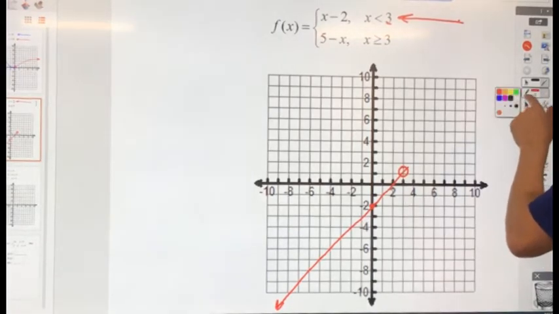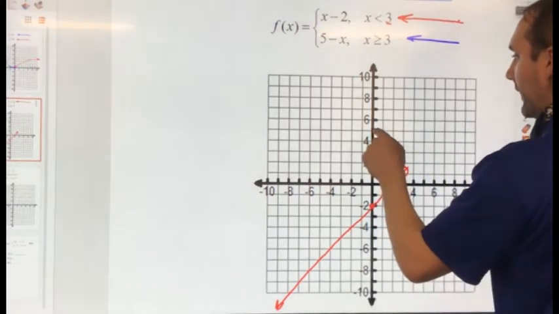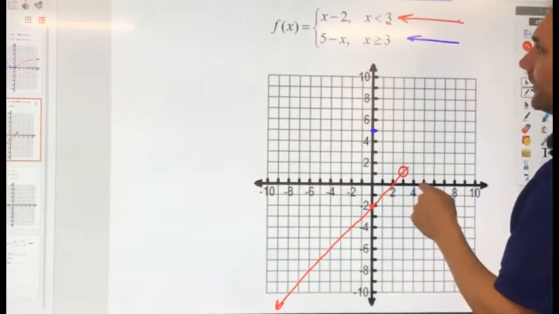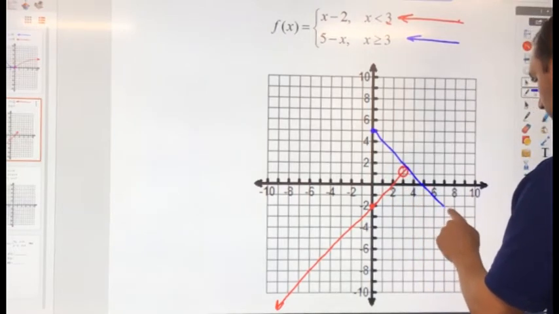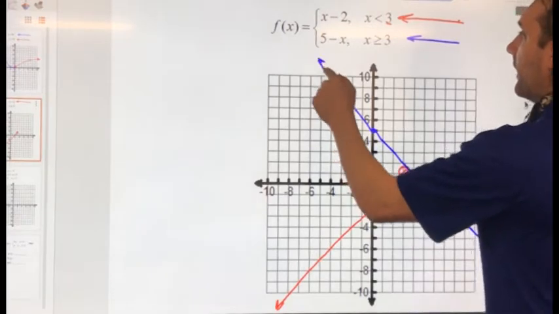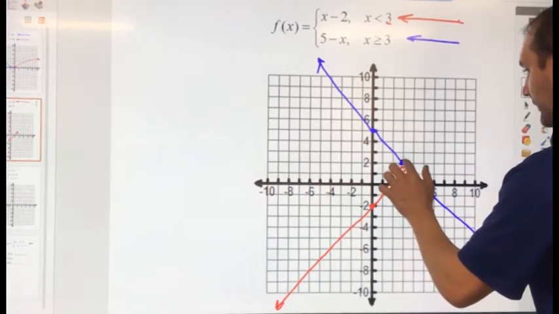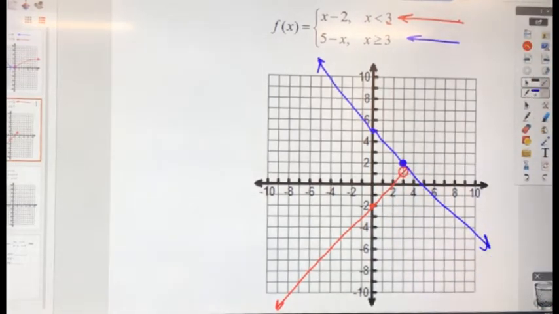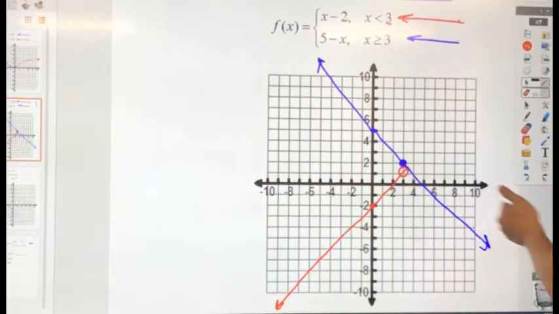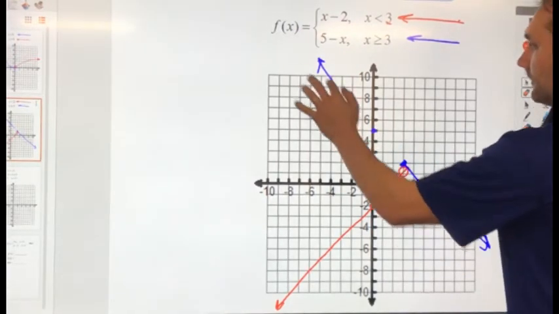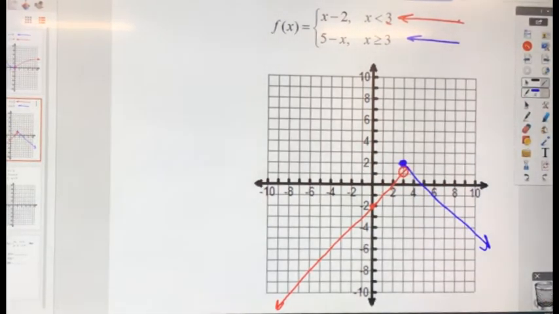Second one, here I have a y-intercept of 0, 5, and a slope of negative 1. Something like that, more or less. And at 3, I am equal to that point, so I want to have a closed circle, and I want to erase everything on the left or right of it. I want to keep all values greater than 3, so I want to erase the left side, like so. So here's kind of a sketch of what your graph should have looked like.